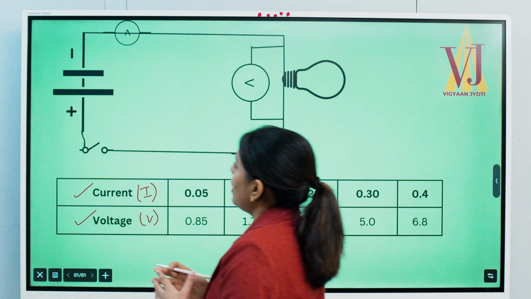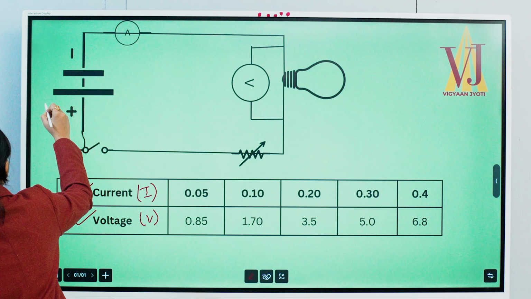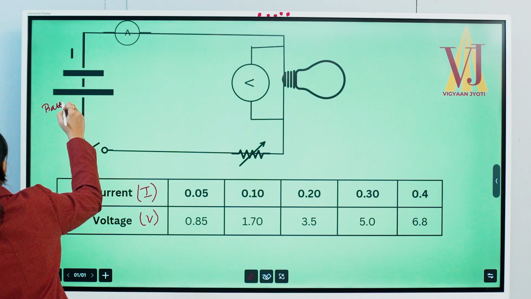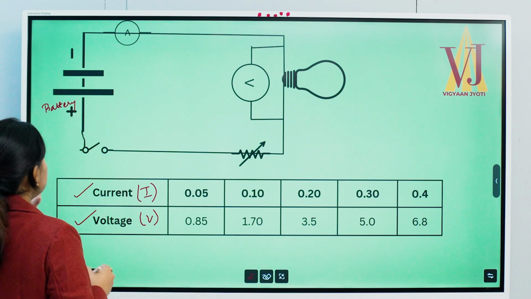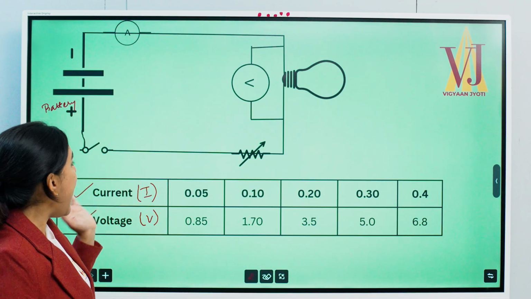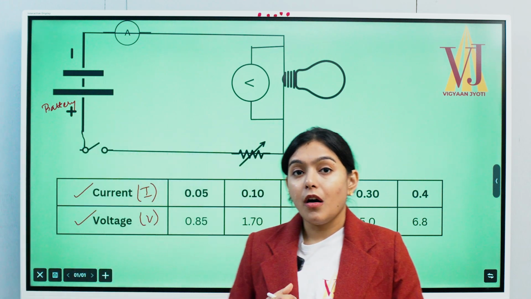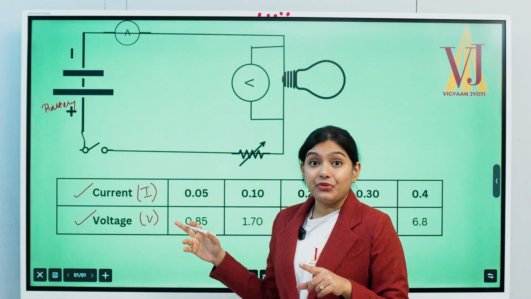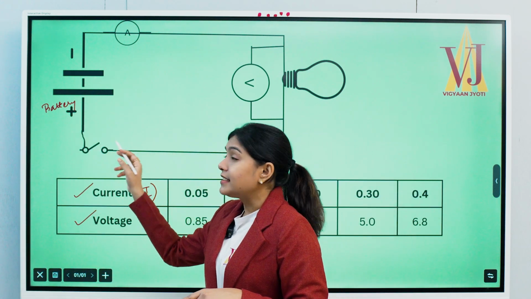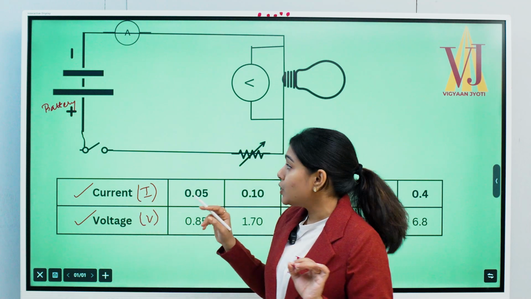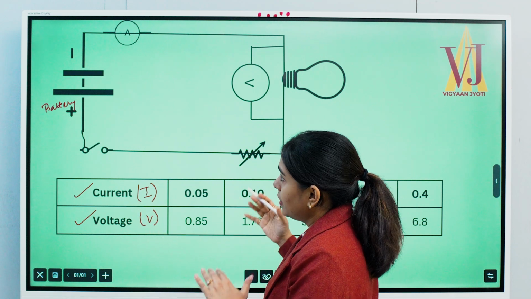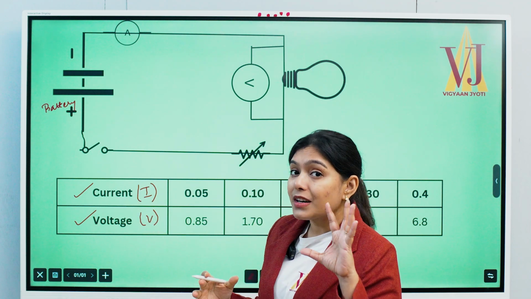This is a battery or a cell, right? This is a switch. My question is, here, is the switch on or off? The switch is off, right? Why? Because it is not connected, it is not closed. First, let us see what the parts of every circuit are.